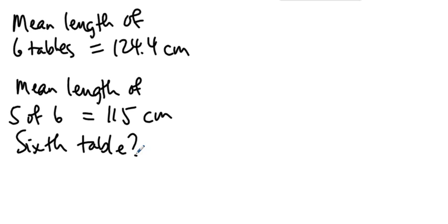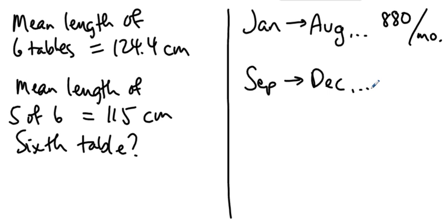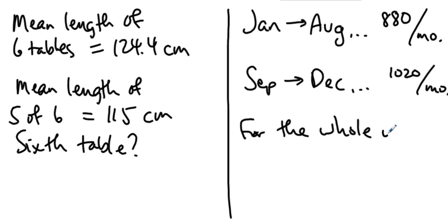The other thing to think about, from January to August, the mean number of car accidents per month in a particular land was 880. 880 car accidents in a particular land per month. From September to December, the mean number of car accidents per month was 1,020. So for the whole year, what is the average number of car accidents per month? So now you have to know your calendar just a little bit. You have to know how many months there are from January to August and then from September to December. This is a fairly easy calculation to do.